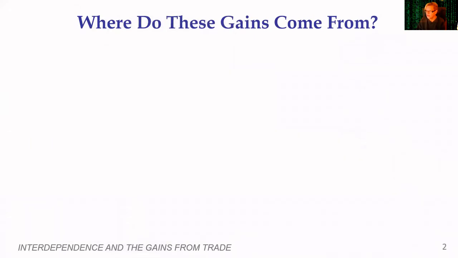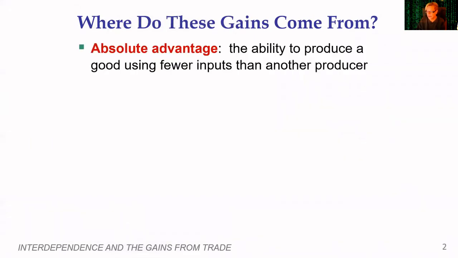Okay, so let's first talk about an absolute advantage. And as I had said in our previous lecture, an absolute advantage is who absolutely could produce more given the amount of inputs. So who absolutely can produce more.